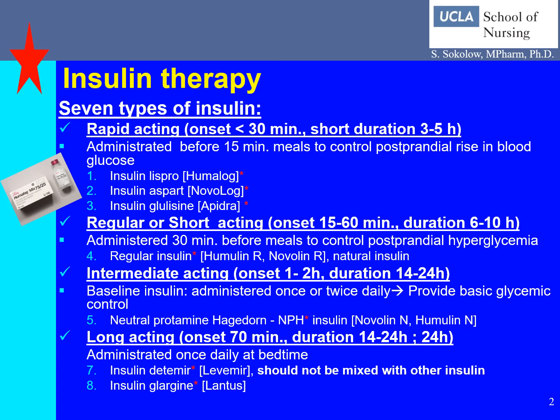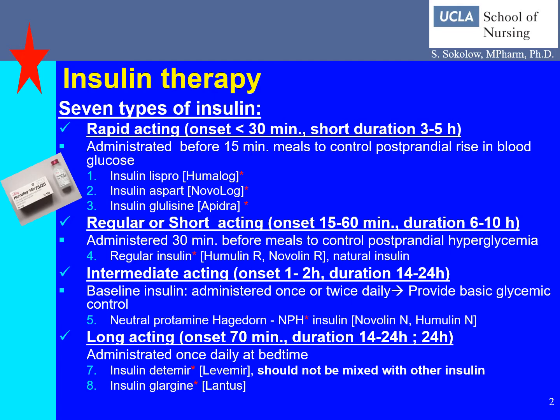So the first 3 are insulin lispro, aspart, and glulisine. These are the rapid acting, so they have an onset of action within 30 minutes and a short duration of action between 3 to 5 hours. And so therefore they are going to be administered before meals, and these are the ones that are used to control the postprandial rise in blood glucose.